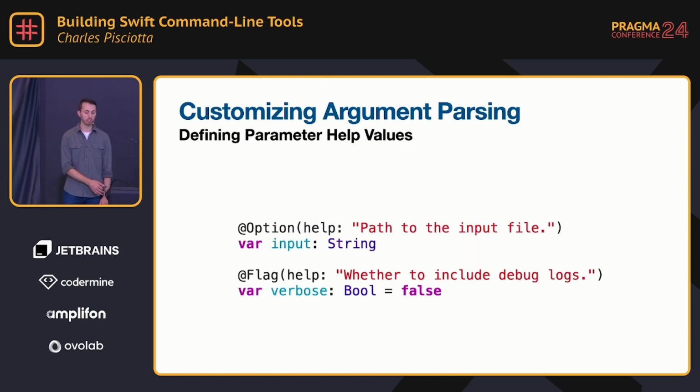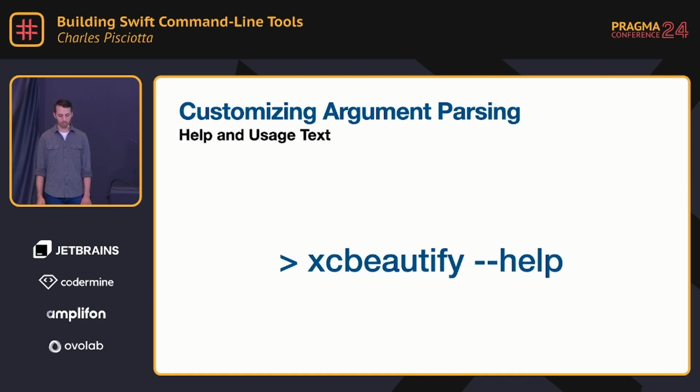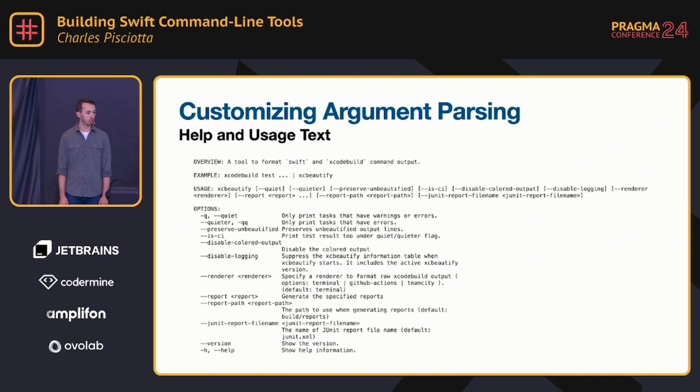Similarly, with your input, you can define the help parameters so they understand what the intent of each input is. What's nice is that Swift argument parser gives us this help flag. And so when we invoke it, we find that it gives us this nice out-of-the-box output. It's cleanly written with the abstract, the details, and all of the input parameters which are available to the user, allowing them to understand at a high level how to use your tool.